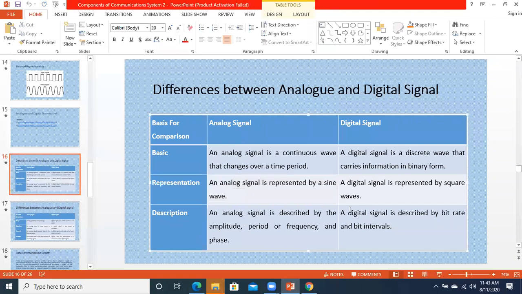But in the digital signal, we can see that the representation is in a different form. The wave is there, as we saw in the video, but when we look closer, the wave has discrete values, which are represented by square waves. Squares are there, representing the discrete values, zeros and ones.